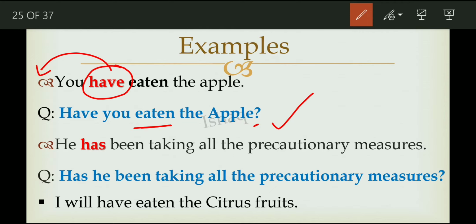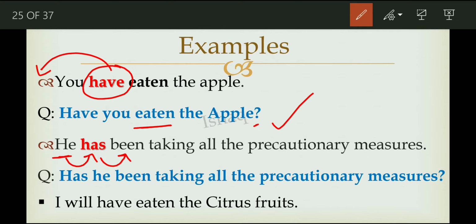So he has been taking all the precautionary measures. So first of all check whether the given statement is correct or not. So he is the subject and that is a singular one, so has is a singular verb, that is correct, and has always takes v3 and been is v3, so that is correct. He has been taking all the precautionary measures, which means he is telling in present perfect continuous. He started taking precautions somewhere in the past and he has been taking them till now. That is what it tells us.